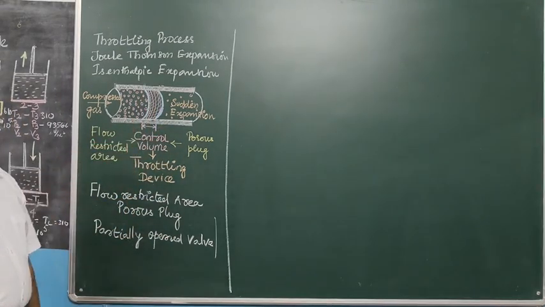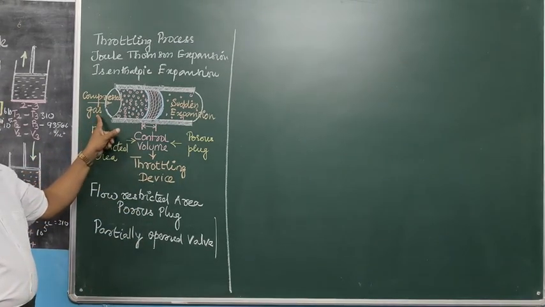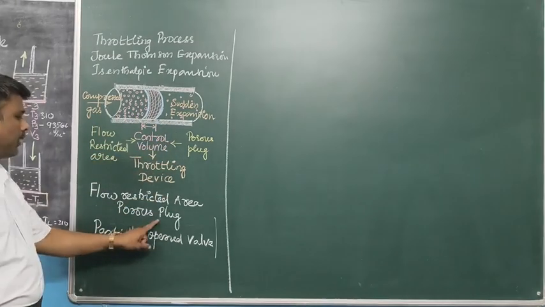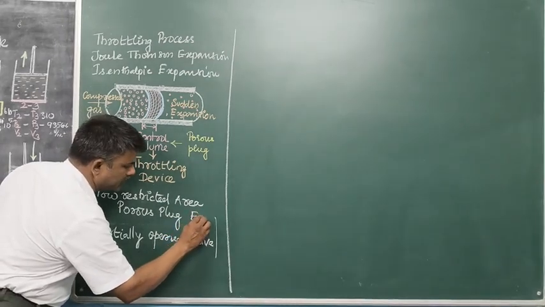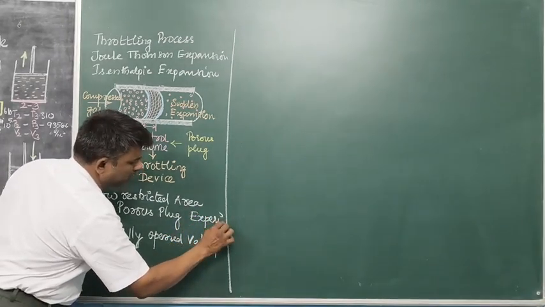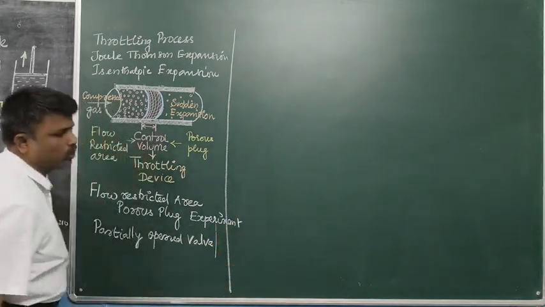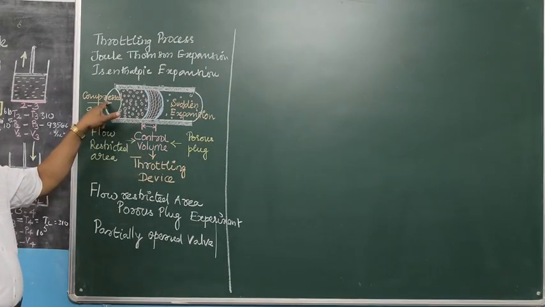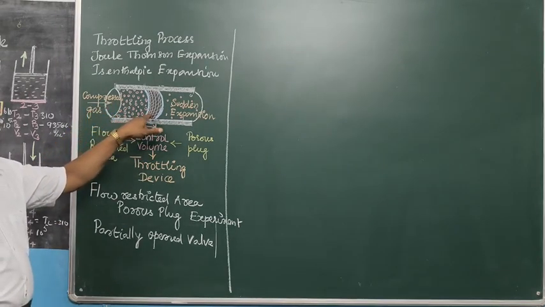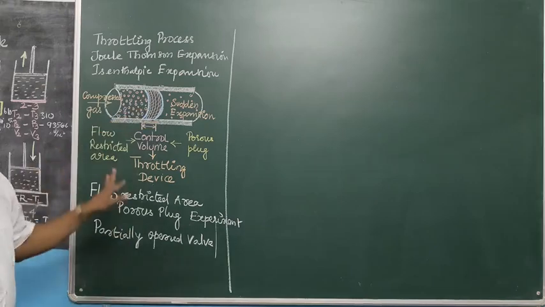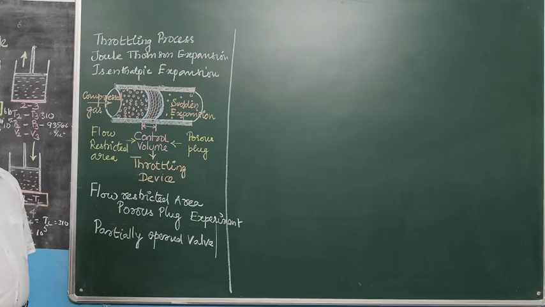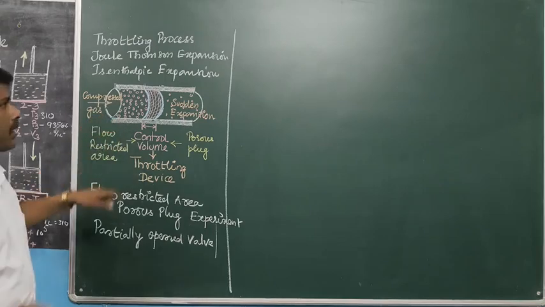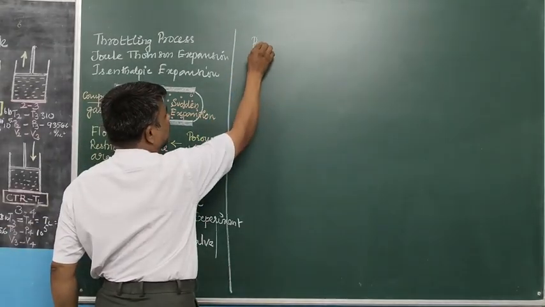Now the experiment is that a compressed gas is allowed to pass through a throttling device. This experiment is called the porous plug experiment, or the Joule-Thomson porous plug experiment. In this experiment, a compressed gas is allowed to pass slowly through a flow restricted area or a throttling device. During its flow, the gas undergoes a pressure drop. First point, pressure drop.